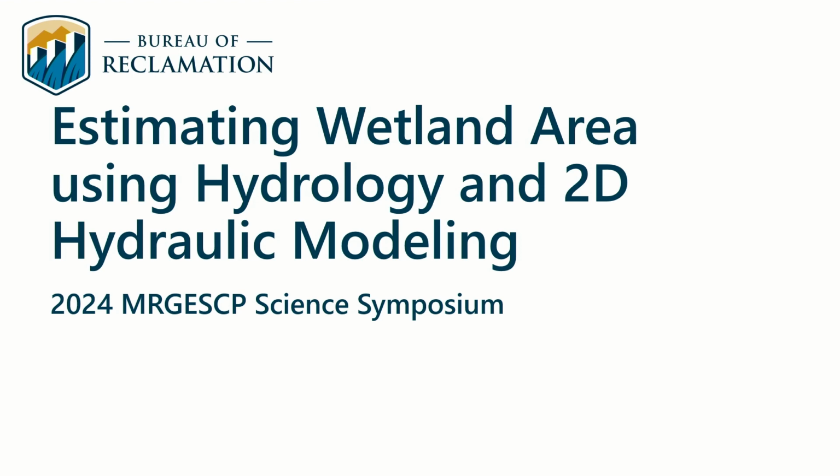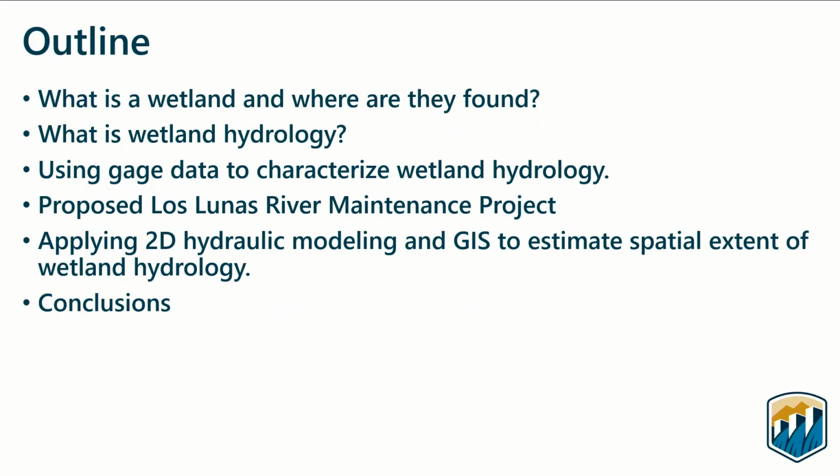Conceptually, we're going to focus mainly on wetlands today. Wetlands obviously have a huge overlap with all the endangered species that inhabit the valley here. So we'll talk about what they are, what wetland hydrology is, and then how we characterize wetland hydrology using gauge data. We'll talk a little bit about a proposed project in Los Lunas, and then how we used 2D hydraulic modeling to try to estimate where wetlands will occur.